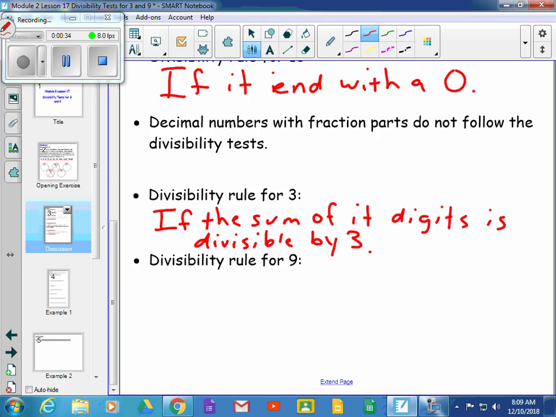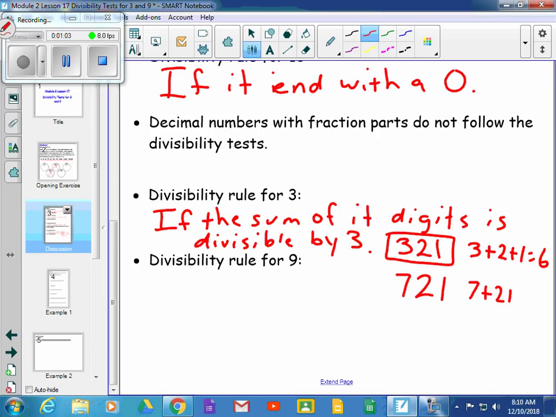So here's what I mean. Let's take the number 321. If we add up just the digits, the 3 plus 2 plus 1, we get 6. 6 can be divided by 3, therefore 321 can be divided by 3. If I take another number like 721, if I add those digits, 7 plus 2 plus 1 equals 10. 10 can't be divided by 3, so 721 can't be divided by 3.